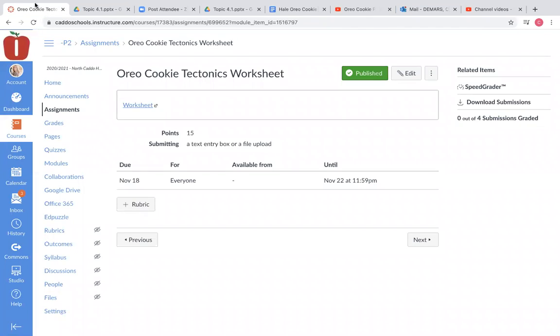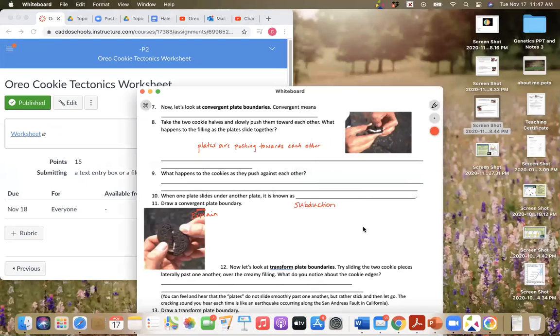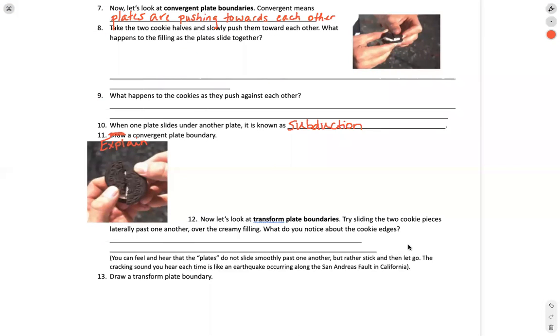So back to the last part of our worksheet. All right, so 12, transform plate boundaries. Sliding the 2 cookies past each other, what did you notice about the cookie edges? So think about how at first they were rough, they didn't necessarily want to slide past each other, and then eventually they kind of ground down a little bit where they could slide and it left a ridge in between. So kind of explain that to me on number 12. And then for 13, same thing, instead of drawing, just explain a transform plate boundary.